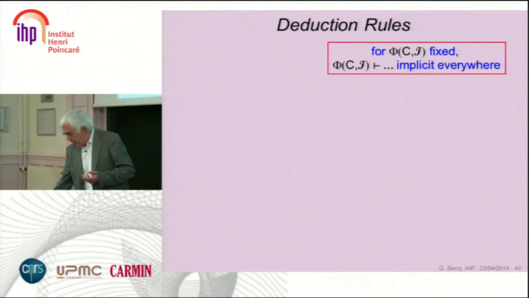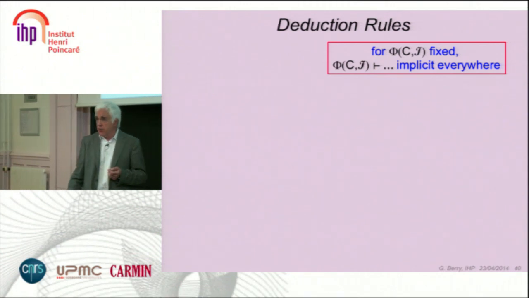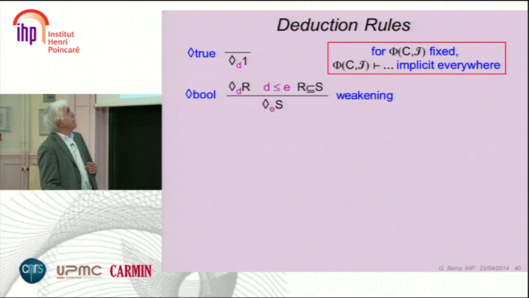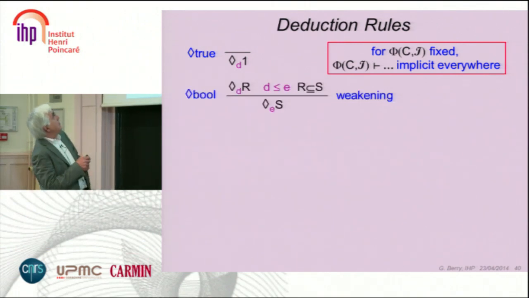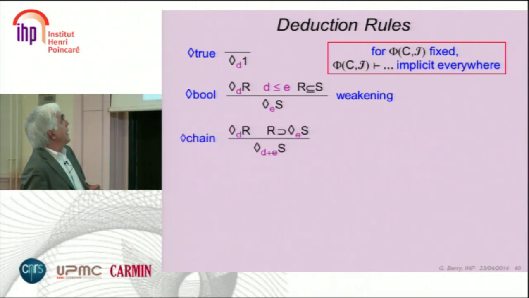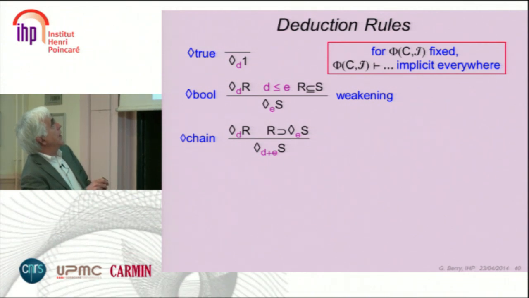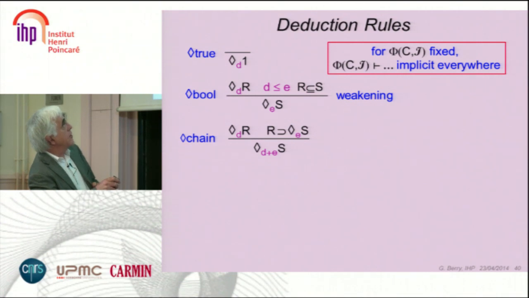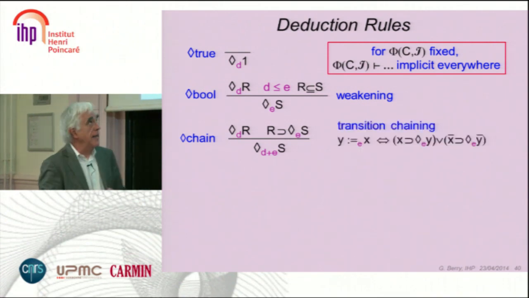And to make it useful, you need deduction rules. And so the deduction rules were very simple. I remind you, true is always true. And if R is true after a delay D, and if you take a longer delay and a weaker property, where R is simply a Boolean predicate, then you get S true after delay E. And chaining: if R is true and R implies, in the intuitionistic sense, that S is true after D, then S is true after D plus E. This allows us to pass gates.